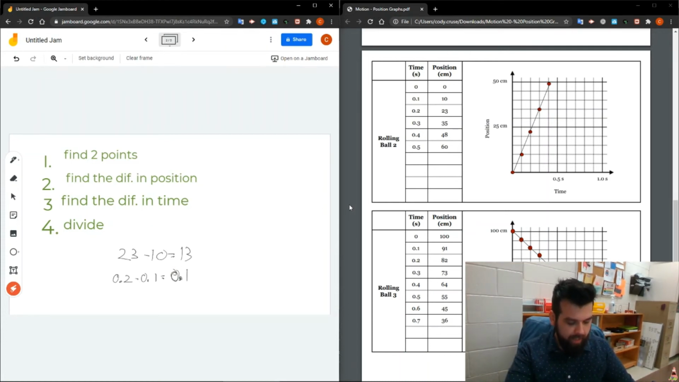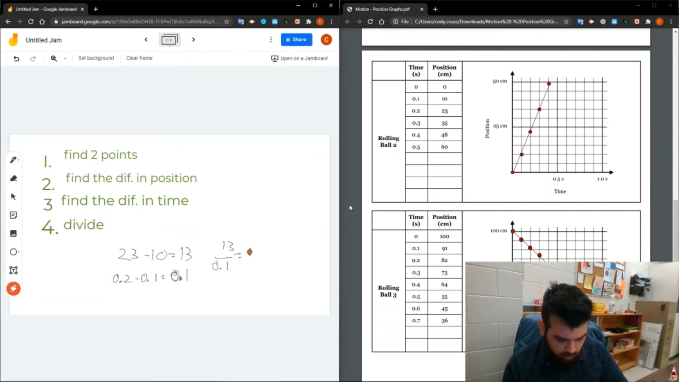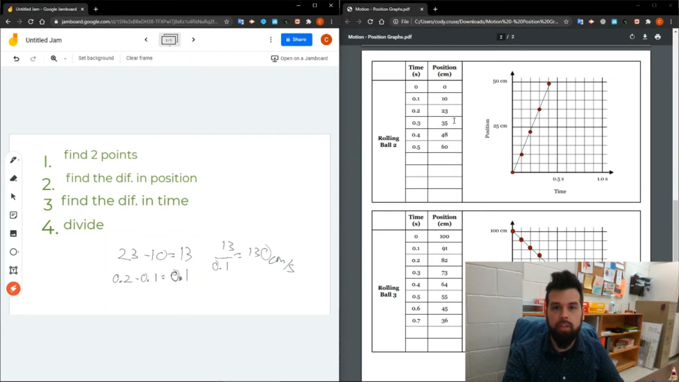So if I now have these 2 numbers, my last step is just divide one by the other. So it's 13 divided by 0.1, which ends up being 130. And the unit that we use for this would be centimeters per second, because those were my units for position and time, and I divided them. So centimeters over seconds. There we go.